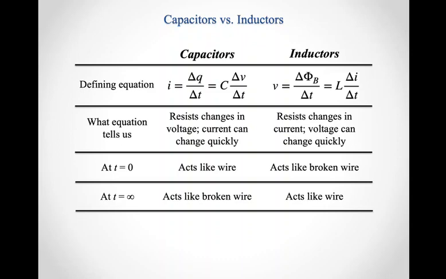At t equals 0, your capacitor acts like a wire. Current flows through it, no problem. Your inductor acts like a broken wire. No current flows down that branch where the inductor is. Once they reach steady state, on the other hand, it's now your capacitor that acts like a broken wire, with no current down that branch, and your inductor acts like a wire. As your circuit settles down, the inductor basically just behaves like a wire, carries current, no problem.